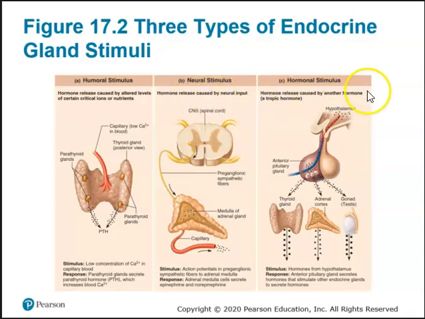And then you have hormonal stimulus, where hormone release is caused by another hormone, also known as a tropic hormone. So an example of this is the hypothalamus, basically secreting releasing hormones, having its effect on the anterior pituitary gland, which will then in turn secrete specific hormones that will go to the different endocrine glands.